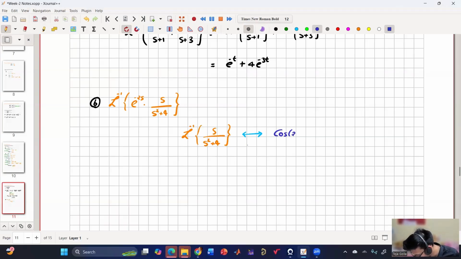Always remember cos has s in the numerator, because if you differentiate sine you will get cos. When you differentiate in the time domain, you get s in the frequency domain. So sine to cos means cos will have s. That is something we can remember. Now this is my x of s, right? So from here, how do we calculate the Laplace inverse of e to the power minus 2s into s by s square plus 4? Which property can I use here?